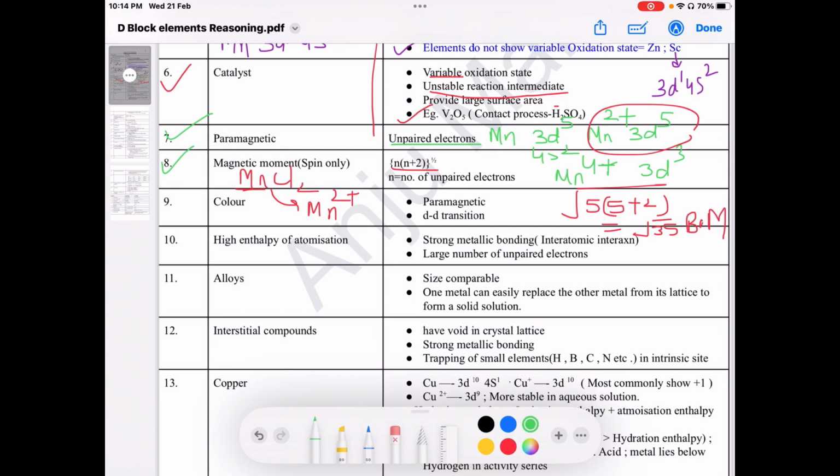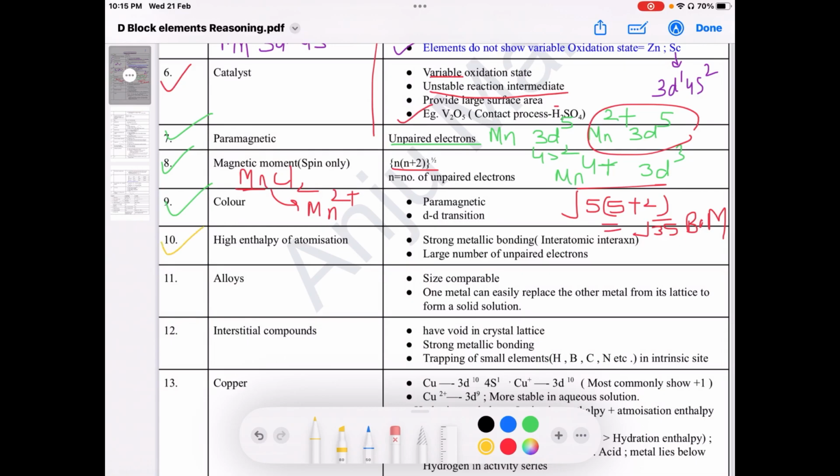Next question. Why are d-block elements colored in nature? Because of the paramagnetic behavior, because they have partially filled d orbitals. So that's why d-d transition takes place easily here. d-d transition means electron-electron transition.